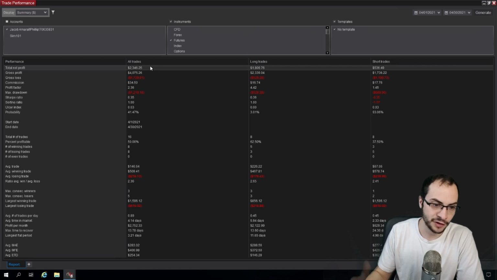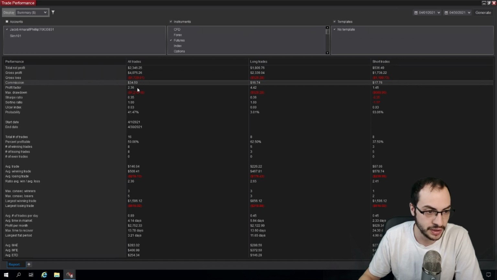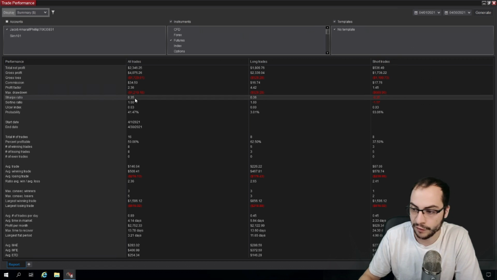So let's go over more in depth about the results. In total, I paid $34 in commissions. My profit factor was 2.36. I had a Sharpe ratio of 0.35. This is an important metric that a lot of funds and investors look at when they're looking at performance from a trading system. So not the greatest Sharpe ratio. Generally, you want it above 1. I think I'll make a separate YouTube video on Sharpe ratio.